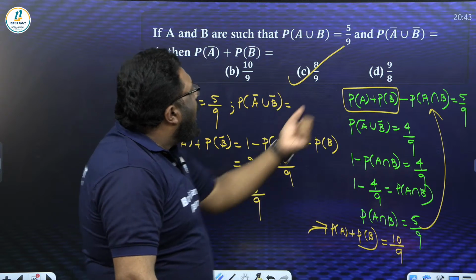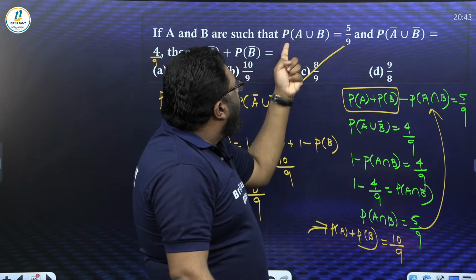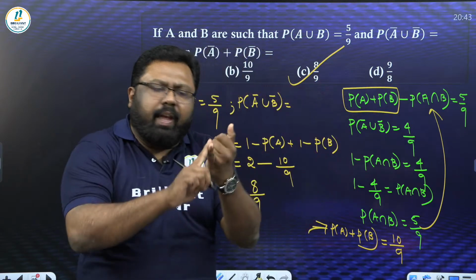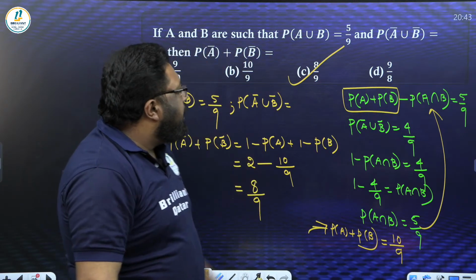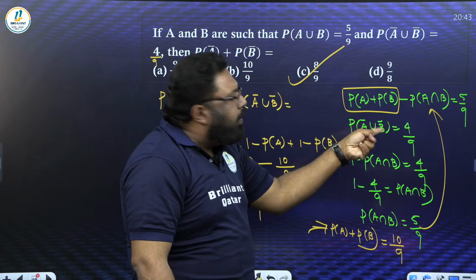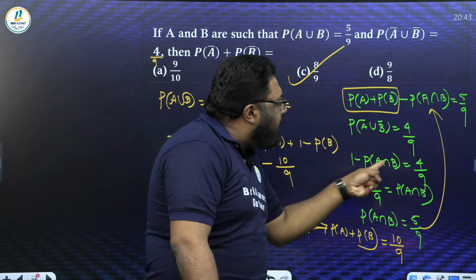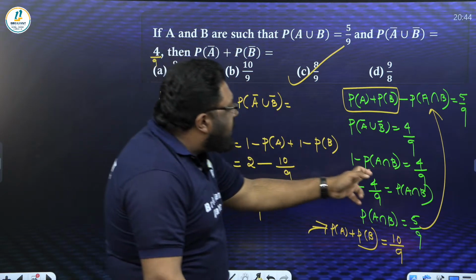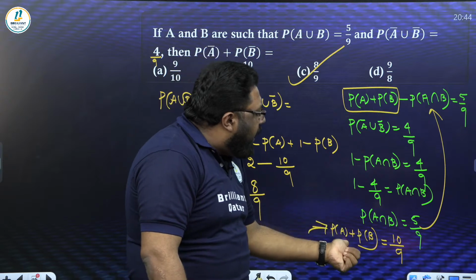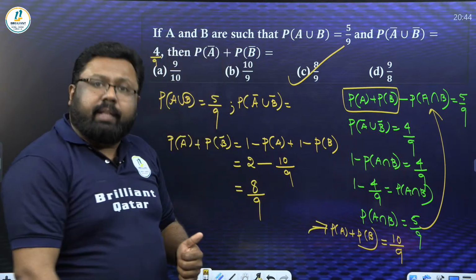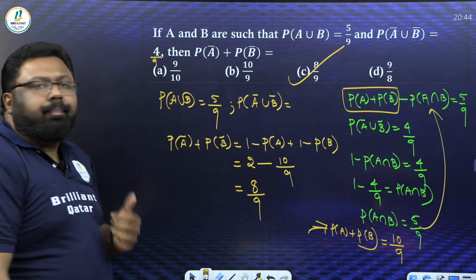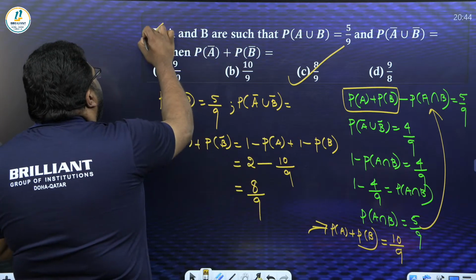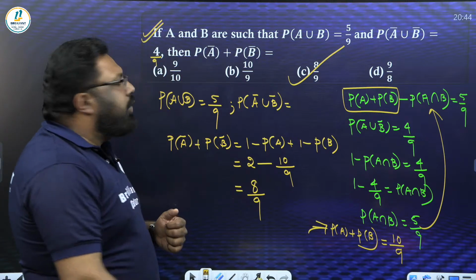Once again, let me explain. I have A union B. So from A union B, I substitute this, but I don't have any of those values. I don't have A, I don't have B, I don't have A intersection B. But in A complement union B complement, I can find 1 minus P of A intersection B, which is going to give me P of A intersection B. And when I substitute that over here, I'm getting P of A plus P of B is equal to 10 by 9. Okay, that's how this answer came. All of you please mark this question. It's a good question to study, a different pattern to study for the boards.